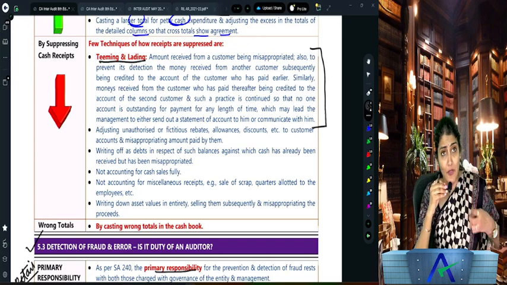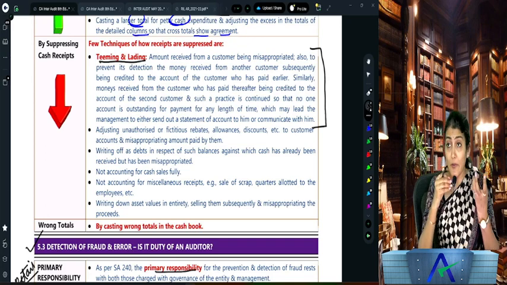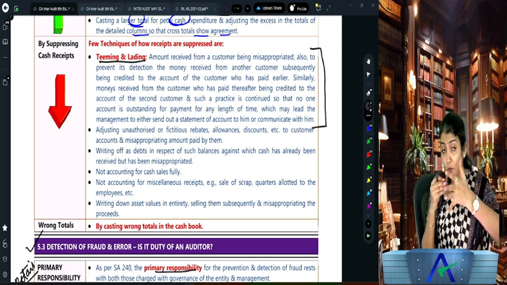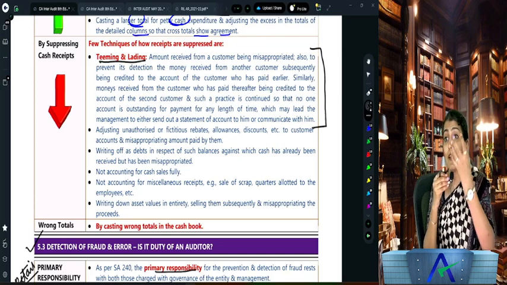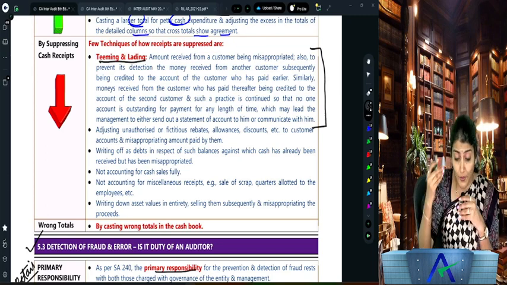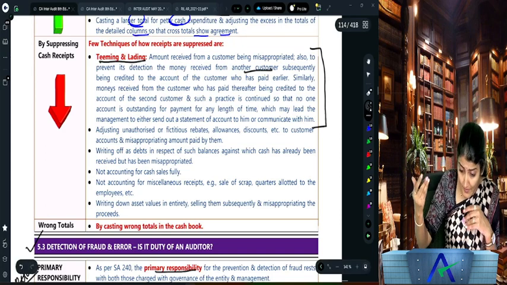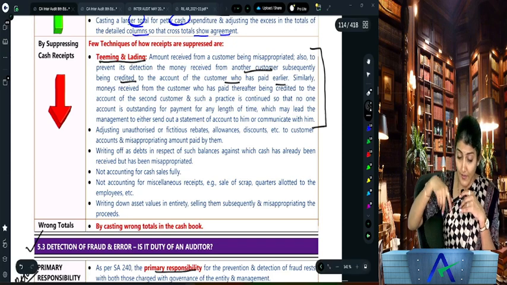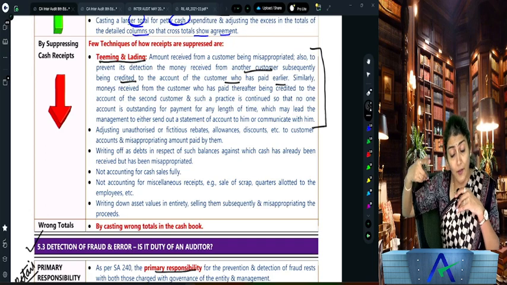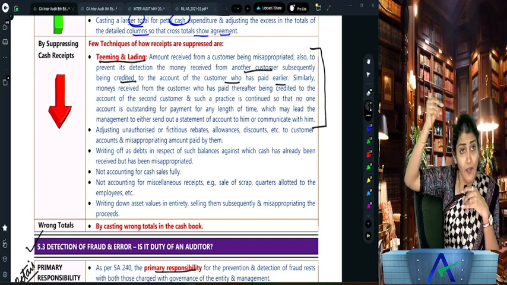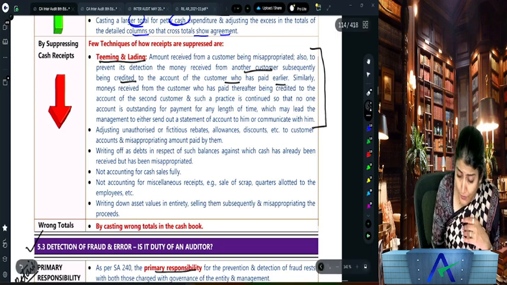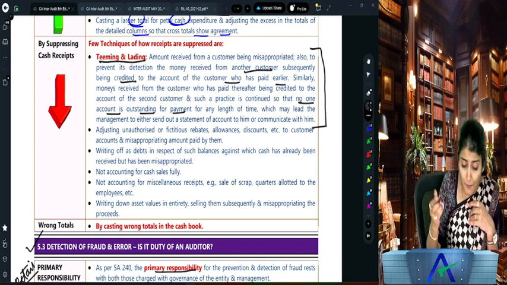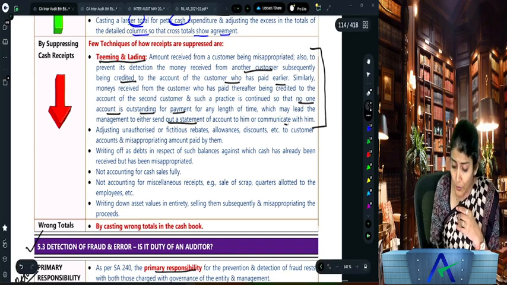Amount received from a customer being put in the pocket. Then somebody will ask, call the customer A. Arey, customer A, you have not paid. But has he already paid? Right, so nobody should come to know that whatever money I received from A has not been accounted for. What you do? Money received from another customer subsequently being credited to the account of the customer who paid earlier. And similarly, money received from the customer who paid thereafter being credited to the account of the second customer, and such a practice is continued so that no one account is outstanding for payment for any length of time, which may lead the management to send out a statement of account or to communicate with him.